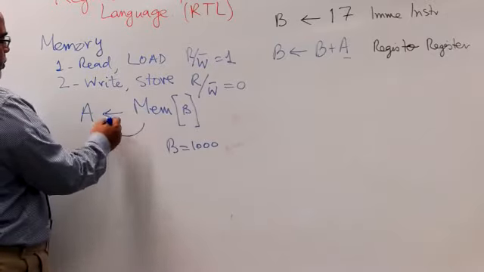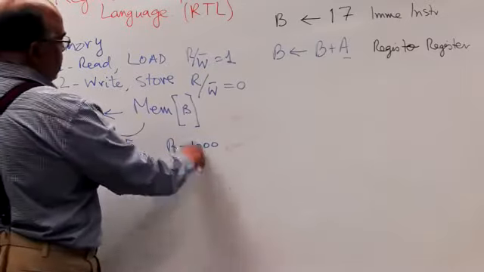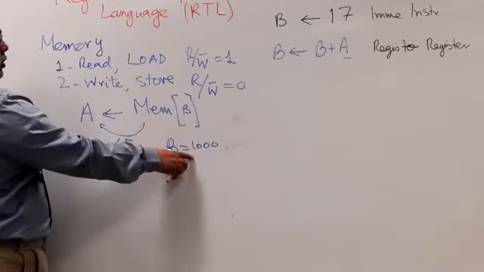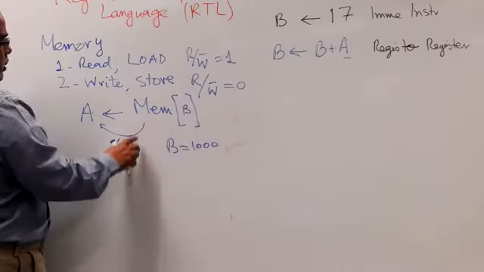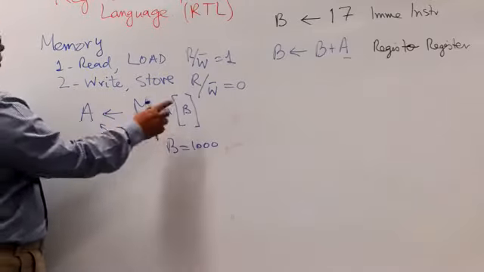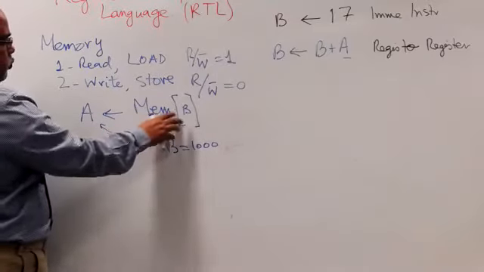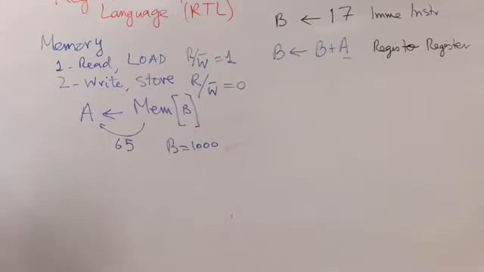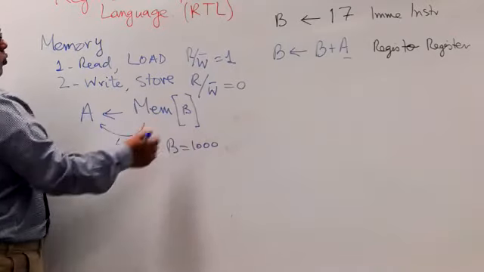Assume the memory holds 65. So at this address in the memory, a byte is stored, 65. At this address in this memory array, 65 is stored. And when I do this operation, meaning fetch the value from this address using this pointer, that pointer brings this 65 over. So A's value is changed, B is not changed. Nothing happens to B, it is the pointer register.